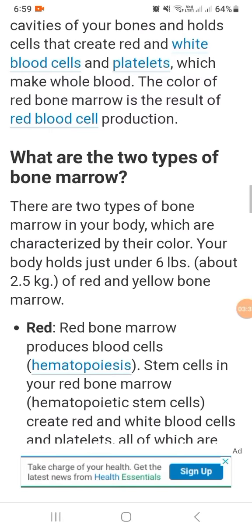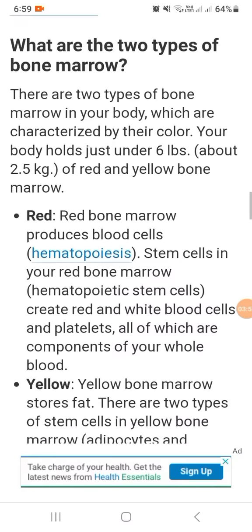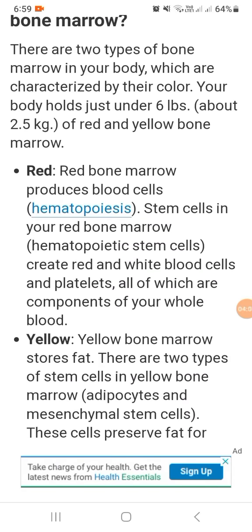What are the two types of bone marrow? There are two types of bone marrow in your body, which are characterized by their color. Your body holds just under 6 lbs, about 2.5 kg, of red and yellow bone marrow. Red bone marrow produces blood cells. Stem cells in your red bone marrow create red and white blood cells and platelets, all of which are components of your whole blood. Yellow bone marrow stores fat.